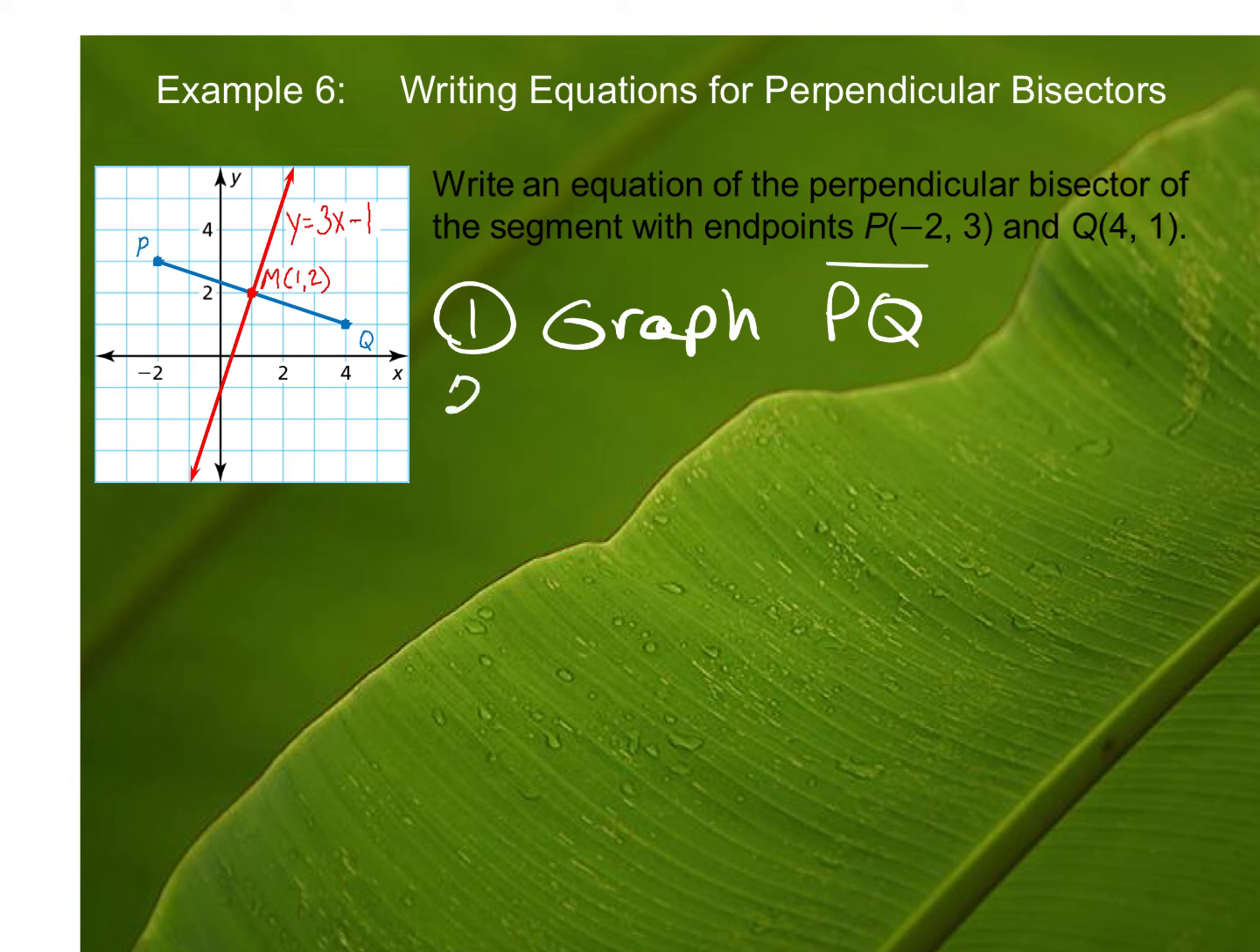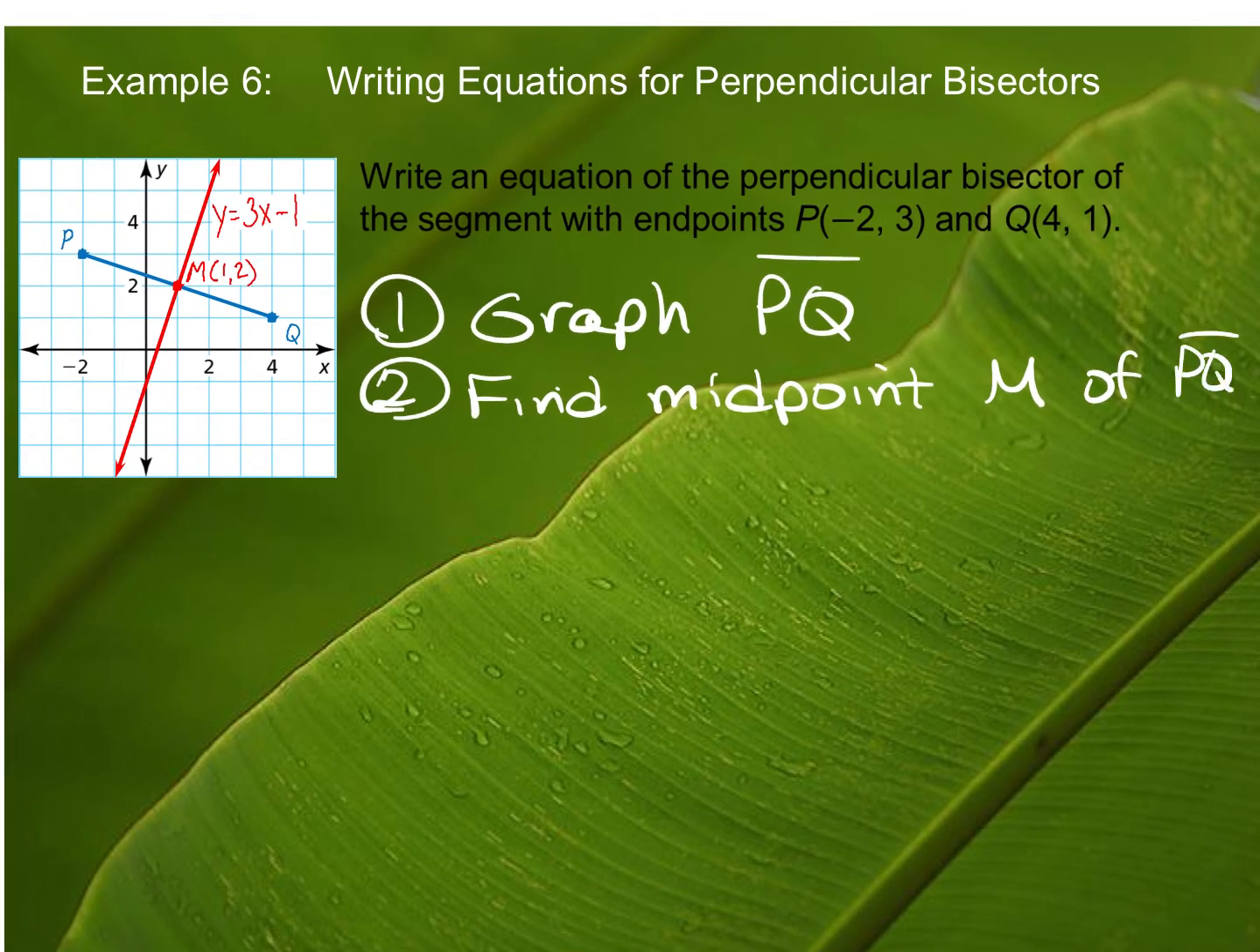Next, we need to find the midpoint of PQ. And we're going to call that midpoint M, which is what's already in the picture. We're going to find the midpoint M of segment PQ. Because remember, that's where the perpendicular bisector needs to go through. Needs to hit the midpoint of the segment that's being bisected. And remember, your midpoint formula is to add the x's, divide by 2, and add the y's of the ordered pairs and divide by 2.